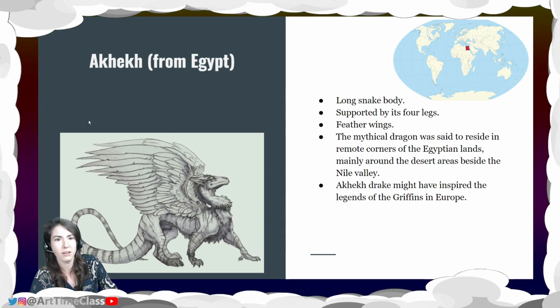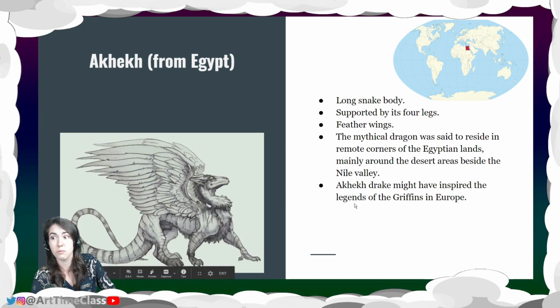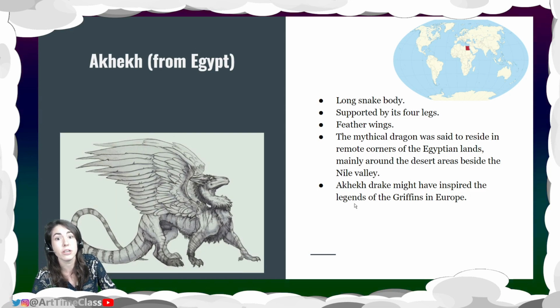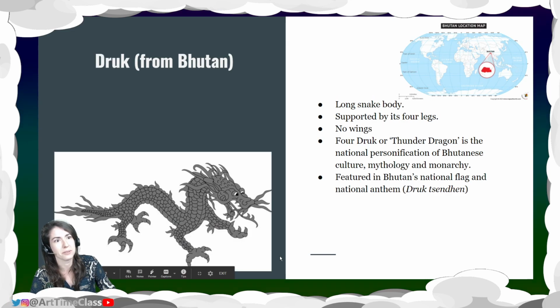This mythical dragon was said to reside in the remote corners of the lands of Egypt, mainly around the desert area beside the Nile River. So that's where it kind of is. If you look right up there, you can see where it is in the world. And it says that this dragon probably inspired the creature griffin. So if you wanted to do a dragon or a griffin, this is a great dragon to draw inspiration from.